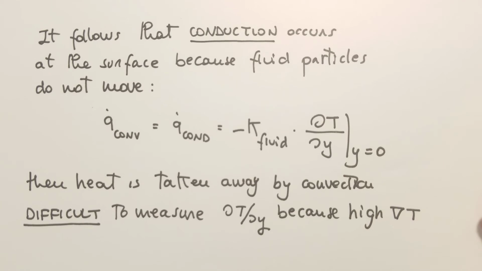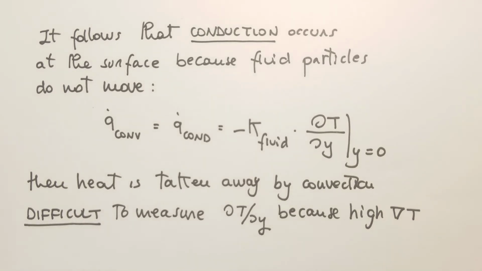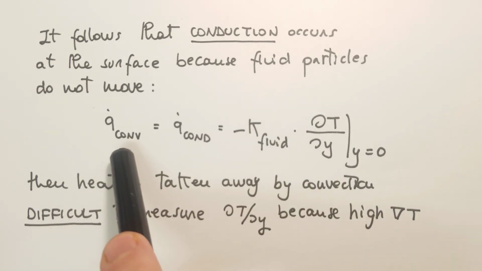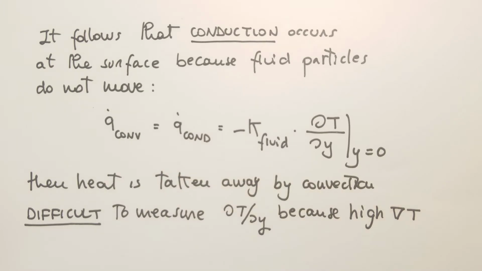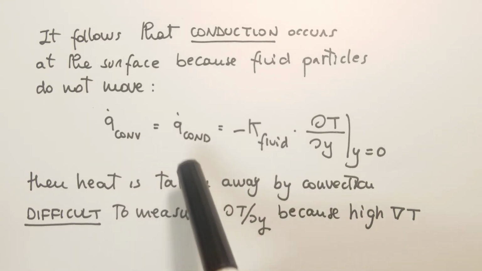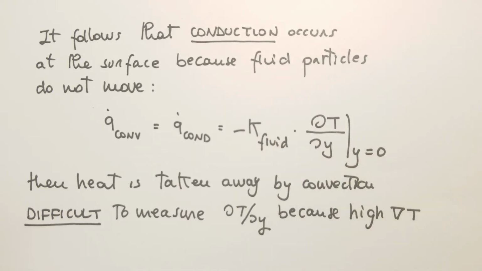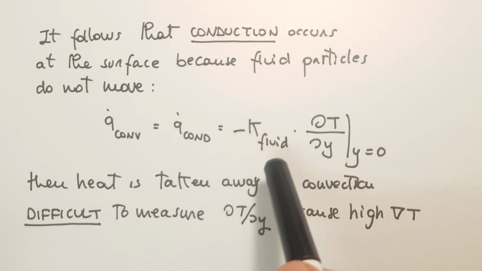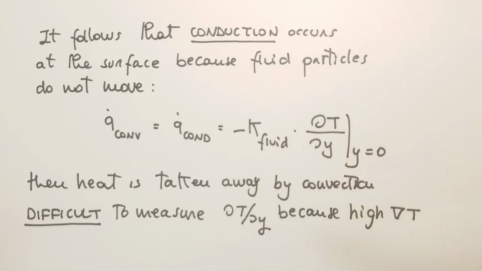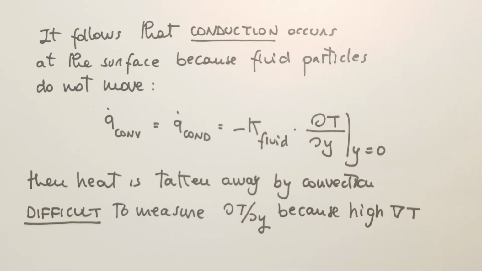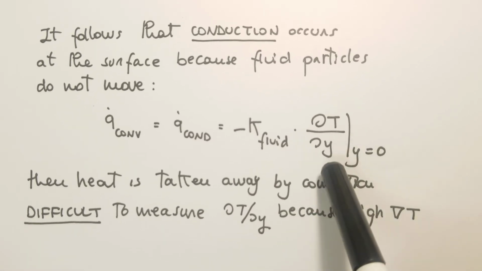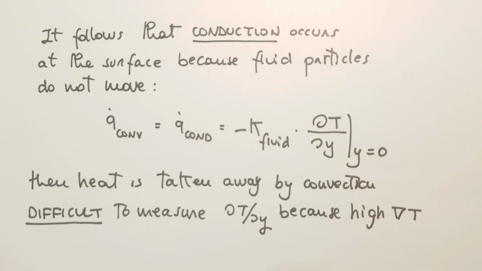Because of these two conditions, it follows that conduction occurs at the surface, because the fluid particles that stick to the surface have no velocity. So we can write that Q conduction at the surface is equal to Q convection, and Q conduction can be written in this form thanks to Fourier's law of conduction: minus k, the thermal conductivity of the fluid, times the gradient of temperature along the wall normal direction. Then heat is taken away by convection because of fluid motion.